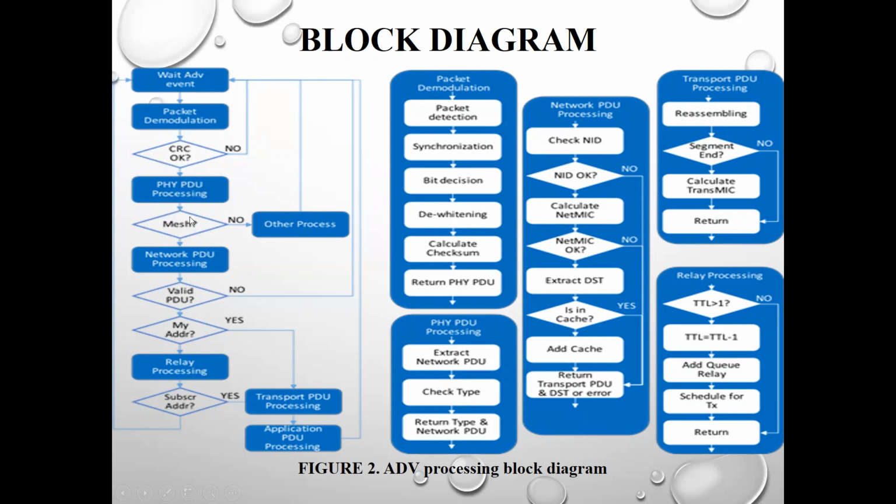After that, it will check whether the connection is mesh or single. Mesh means one to many or one to one. So it will check. After that, network PDU processing, valid PDU, data protocol, my address, relay processing. Relay processing means data transmitting and receiving in the entire mesh network. After that, subscribe address. Subscribe address means look up the address key.